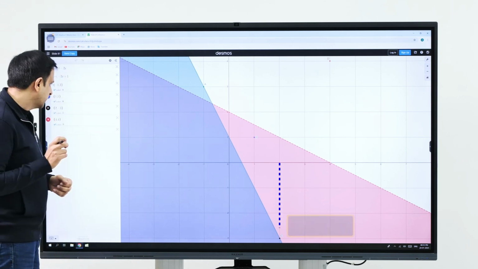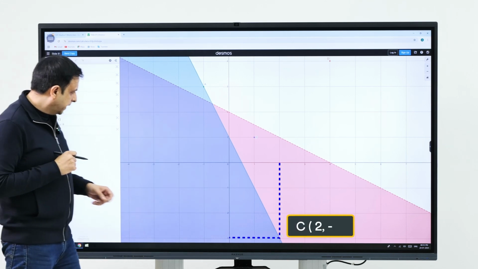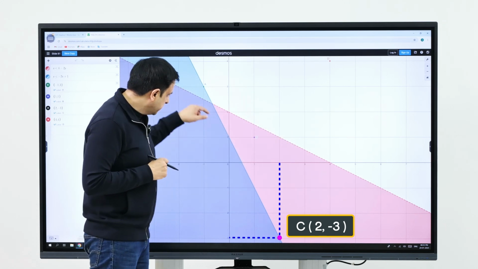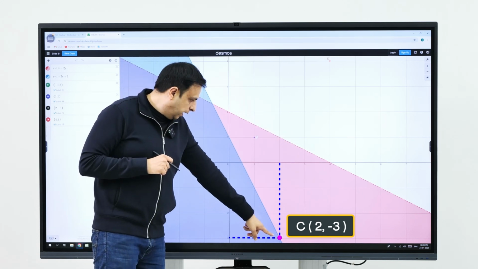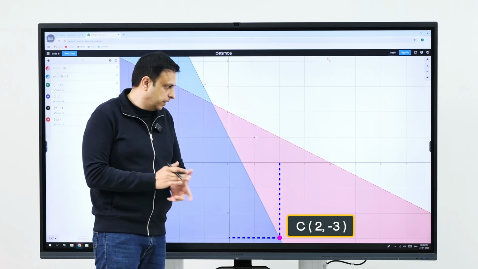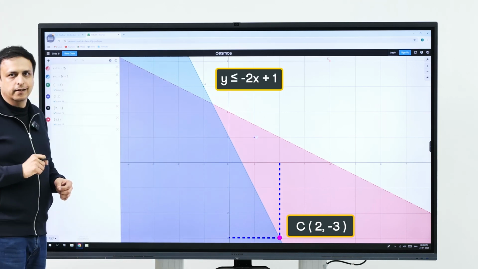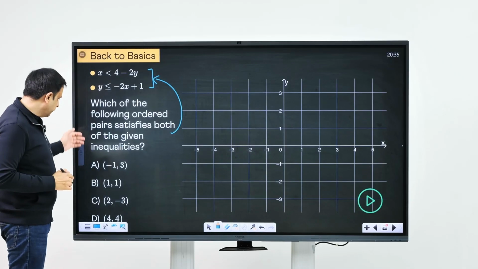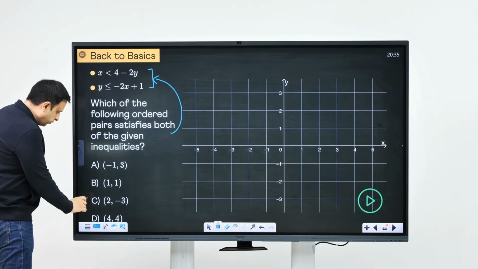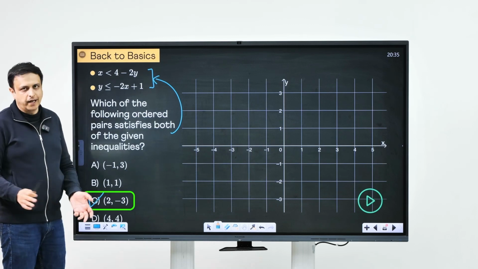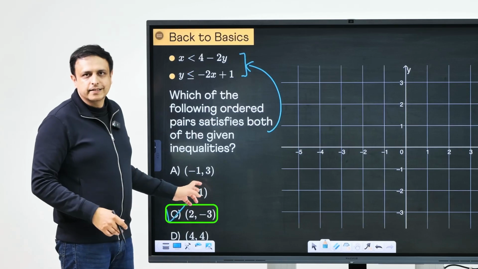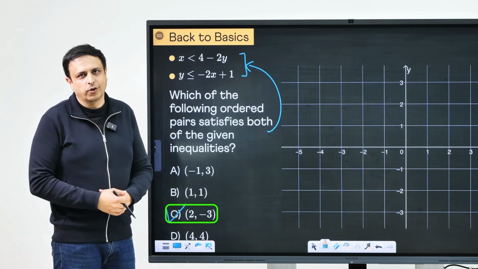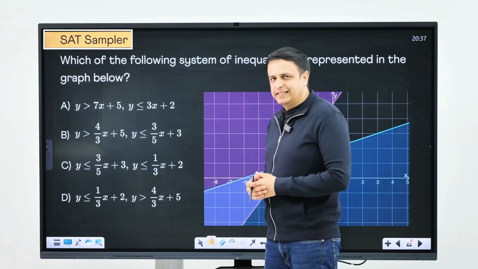But point C, which is 2, -3, which is this point over here, lies in the first half plane below this line, but it also lies on the boundary line of the second half plane, and that works for us because the second inequality has an equal to sign. So among the 4 given options, the point 2, -3 lies in both the half planes, and therefore this is the only point that satisfies the system of inequalities. Now here's our next SAT sampler.